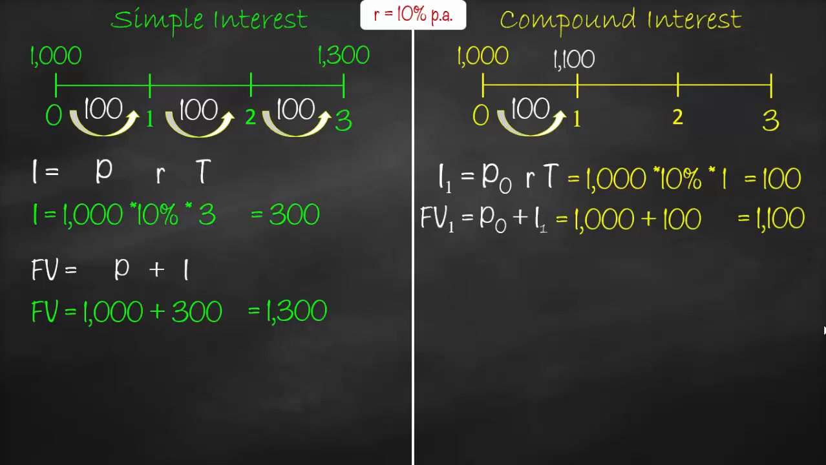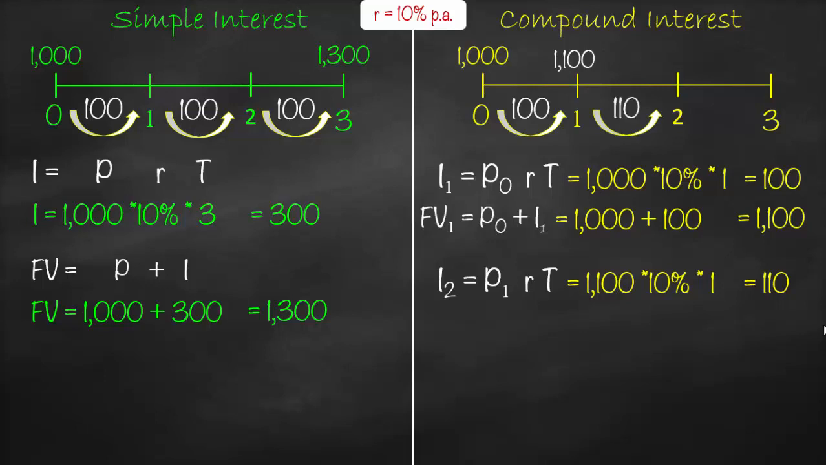Then, what will be the interest amount in year 2? It will be our new principal, which is the value at the end of year 1, composed of our original principal and the interest earned, which is 100. Therefore, it will be 1,000 plus 100, which is 1,100, multiplied by 10% multiplied by 1, which will give us 110. Therefore, the interest earned in year 2 will be 110, which is bigger compared to simple interest of 100. Why? Because now we get interest on our principal and interest on previous interest.